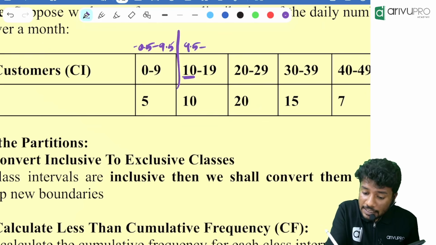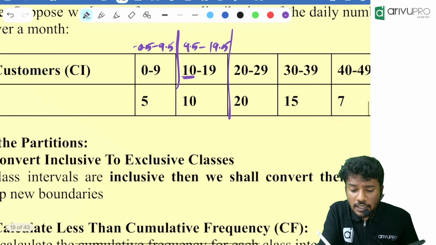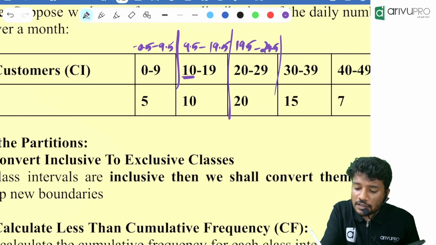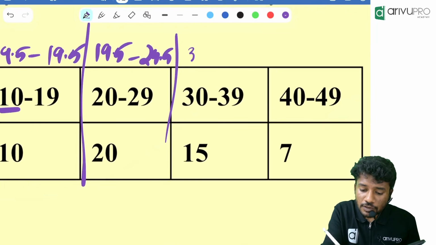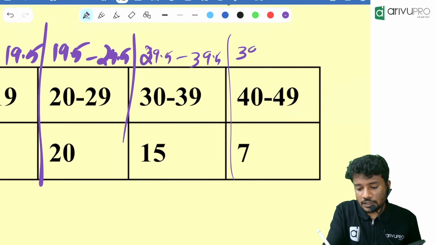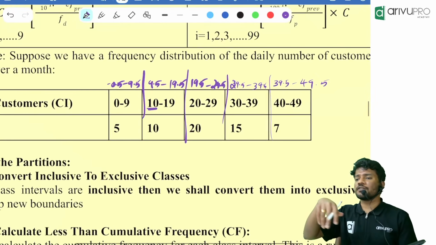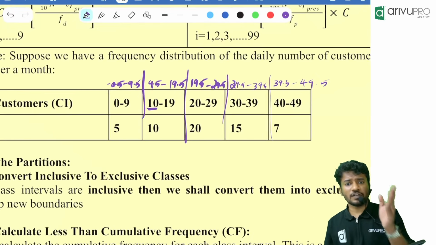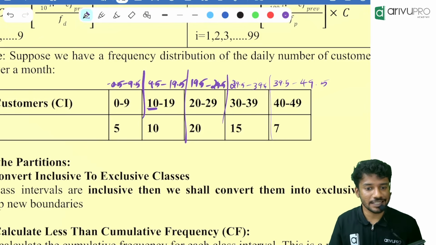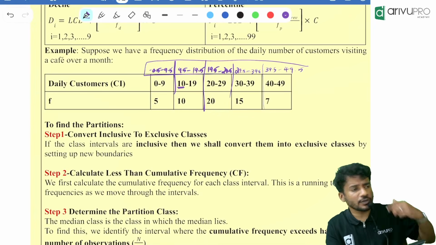Then 10 minus 0.5 is how much? 9.5. Then 19 plus 0.5 is how much? 19.5. Then 20 minus 0.5 is 19.5. 29 plus 0.5 is 29.5. 30 minus 0.5 is 29.5 to 39.5. Then 39.5 to 49.5. So basically, in order to convert an inclusive class to an exclusive class, from the lower limit we will reduce and to the upper limit we will add. That is the basic thing. Remember that. Once you convert, it will look like this. Likewise it will be given.